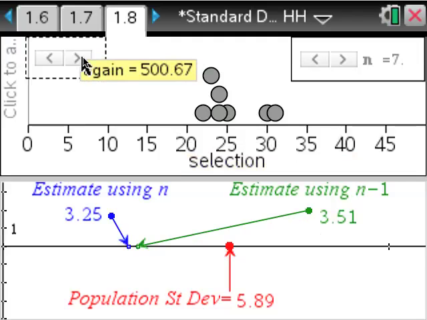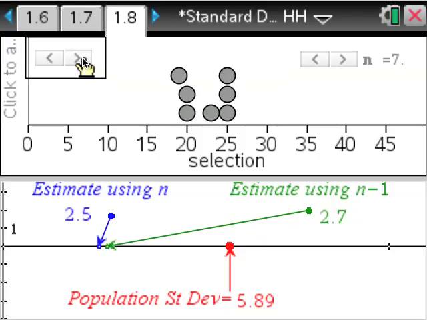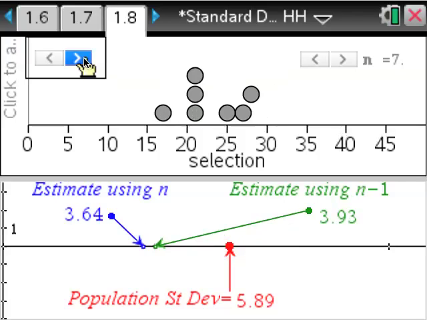Now if I choose this slider in the top left, I can pick a different sample of 7, and you can again see that the one divided by n minus 1 is a bit closer. And I can repeat the sample as many times as possible. Now at the moment they're always lying to the left of the red dot, and therefore the estimate divided by n minus 1 always seems to be better.